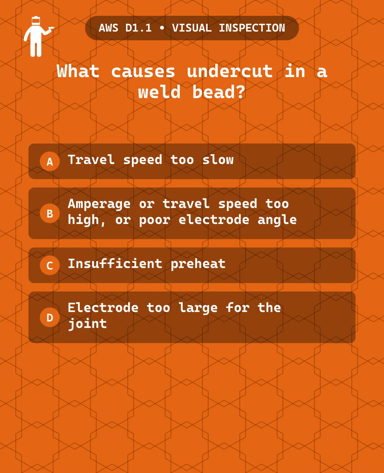Question 8. What causes undercut in a weld bead? Is it A, travel speed too slow, B, amperage or travel speed too high or poor electrode angle, C, insufficient preheat, or D, electrode too large for the joint?